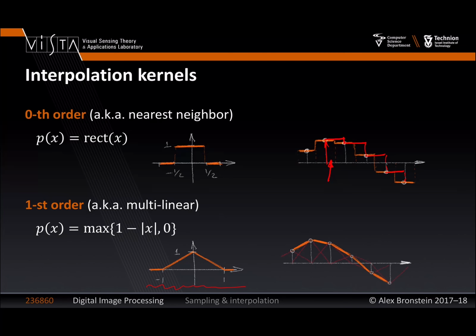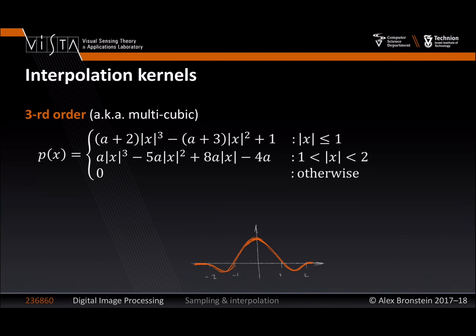And if you take now the same samples, you place a rectangular window around every such sample, and you sum the windows, what you get is simply equivalent to connecting straight lines between the samples. And arguably, this is what linear interpolation means, right? You can increase the order. The next thing that is used is a third order or multi-cubic interpolation.